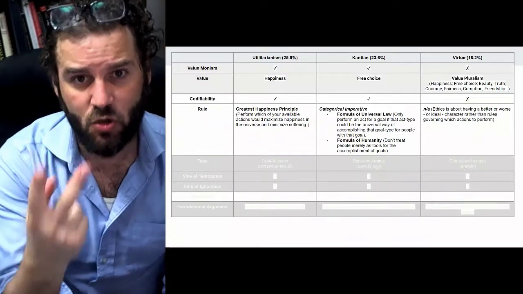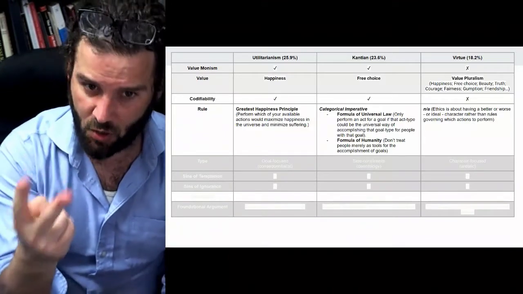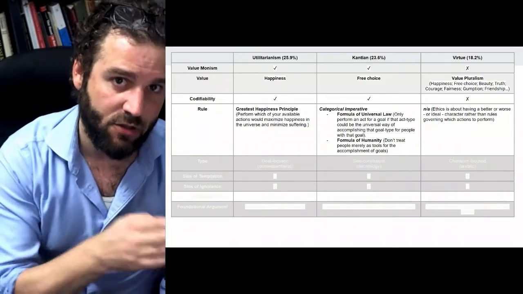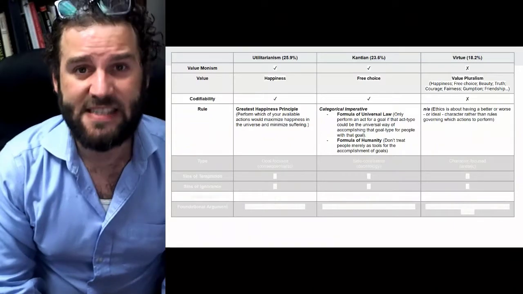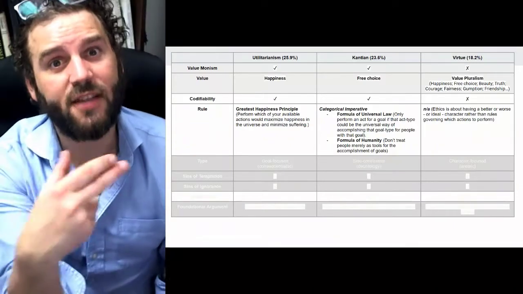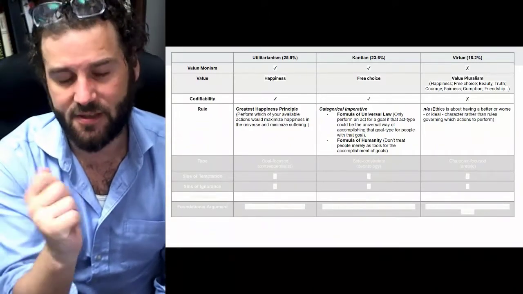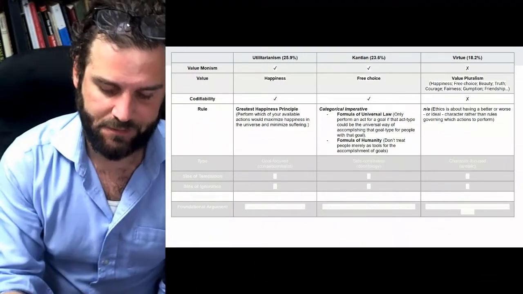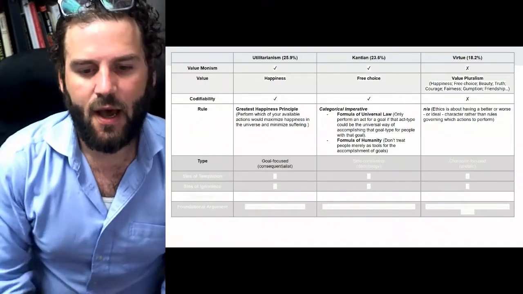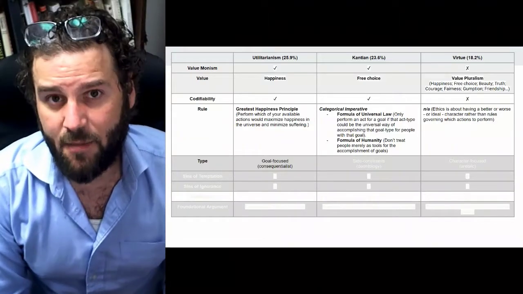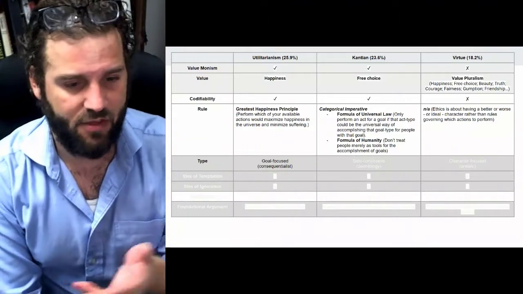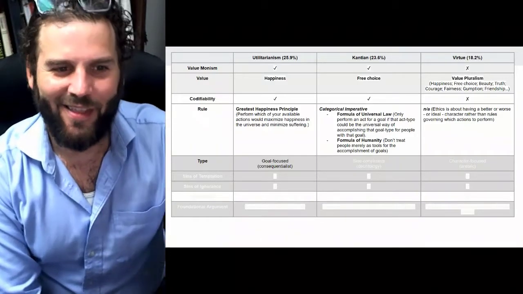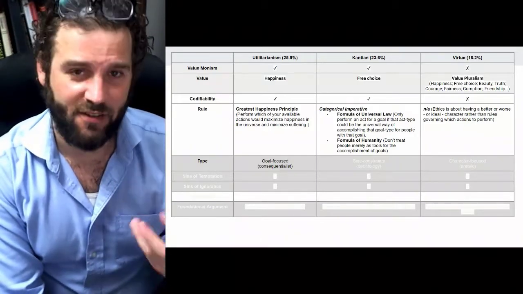So we've got two moral theories which give us a rule, a codifiable rule, and then we've got virtue ethicists who take this alternative approach of a skill-based moral theory, which is why it's called virtue ethics, right? It's because those skills are called virtues. Great. So now let's talk about this row. I don't know how to call it, but I'll call it type. Each one of these moral theories is of a very different type.